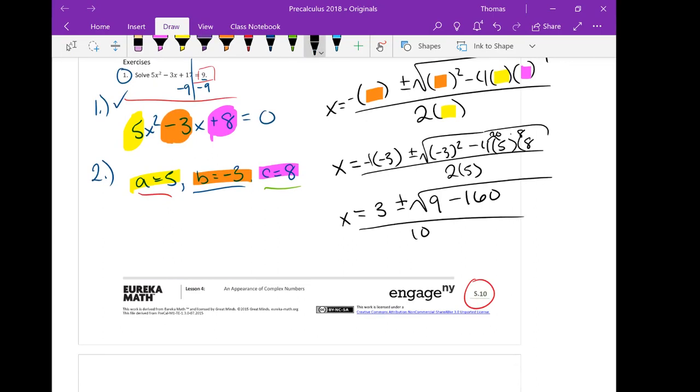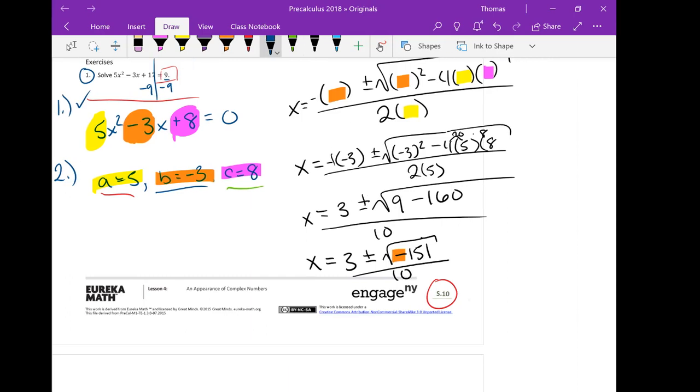Take one more step under the radical. X equals 3 plus or minus the square root of -151 all over 10. So this is where we get that negative underneath the radical sign. We know there's no real numbers that have negative squares, so this is where we introduce our imaginary number.